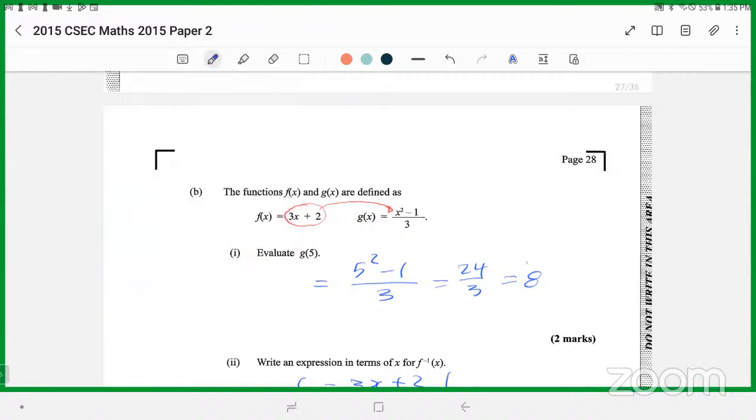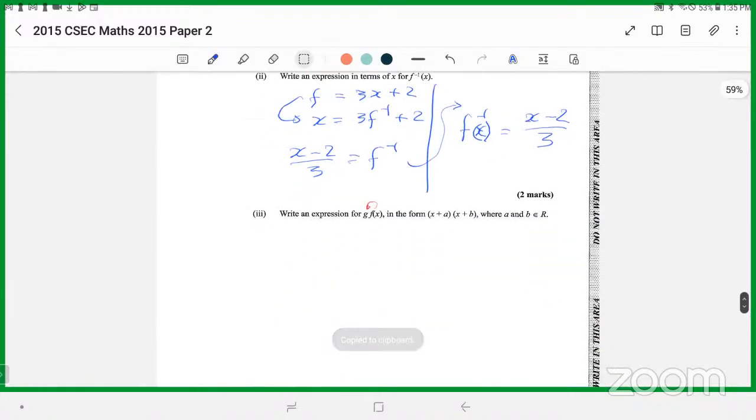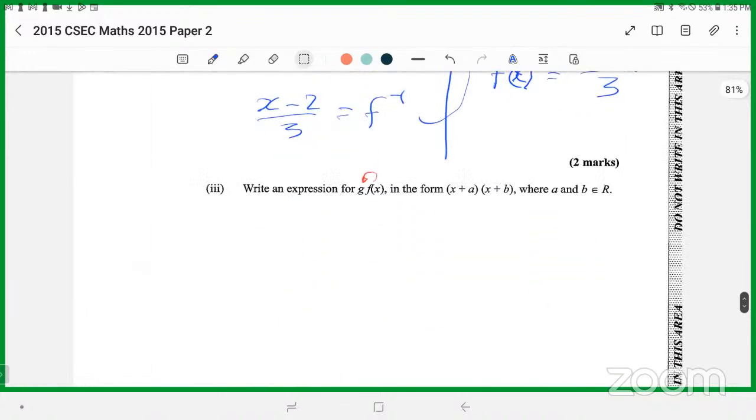It's going to become (3x + 2)² − 1 over 3. That's what it's going to become. We'll put the f into the g. I'll copy and paste it down. It's going to become that, g of f of x.